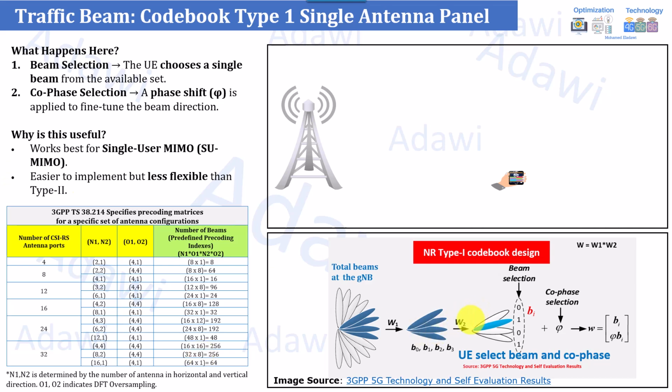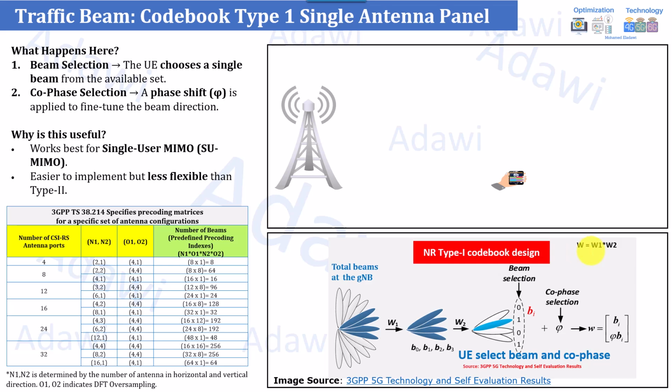If you look into the bottom right figure here, initially this is the total beams at the gNB site. As I told you, this will be defined based on the configuration you are giving here: CSI-RS configuration plus N1, N2 plus O1, O2. And this is configurable. You can control it from the gNB side. So for example, here you can see this is the total gNB, and this is all the matrices, the precoding matrix, in general referred to as W.